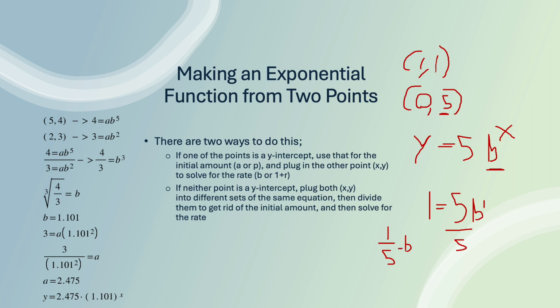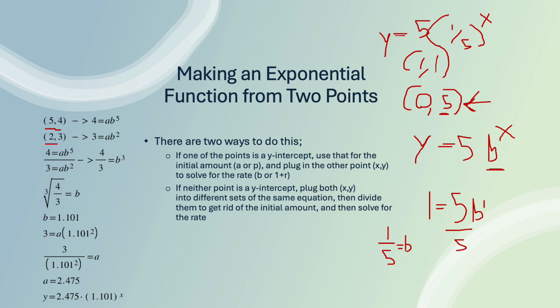So then we already have our equation just like that, and it's going to be y equals 5 times 1/5 to the x, right? And if neither, so that's when one of our points is a y-intercept because we can just plug that in for a. And if neither of our points is a y-intercept, it's going to be a little bit more complicated. So I already typed it out, so I won't have to draw it because I would do a very bad job. So let's say we have (5, 4) and (2, 3) as our 2 points.